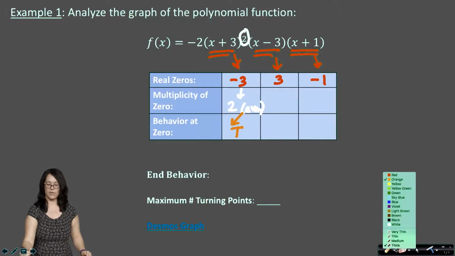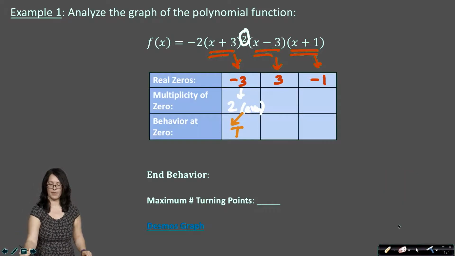What about for the 0, 3? It looks like it's a multiplicity of 1 for that factor, and 1 is an odd number, which means what should happen at that location? Should I touch or cross? I would cross. Good job.